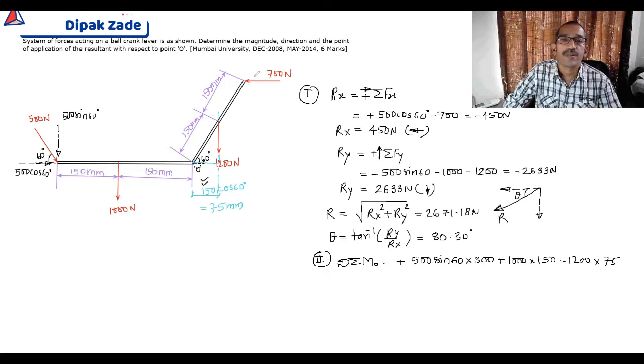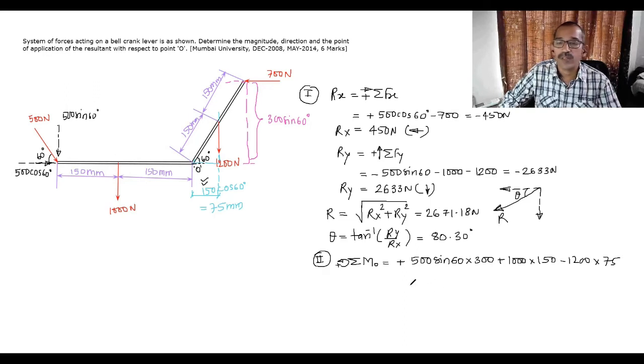Now next important is the moment of 700. The line of action of 700 is horizontal, and the moment center is point O. If I construct a triangle like this, the vertical distance is the perpendicular distance, since the force is horizontal. From this triangle, this side is opposite to the angle, and the hypotenuse is 300. So this will be 300 sine 60. For the 700 Newton force, the perpendicular distance is 300 sine 60. The moment of 700 is anti-clockwise, plus 700 into 300 sine 60.